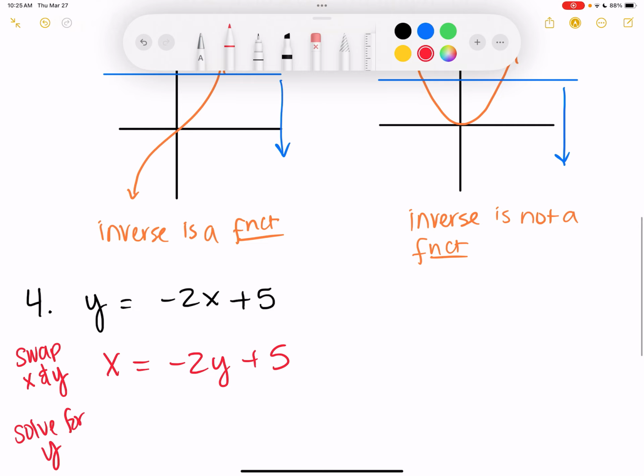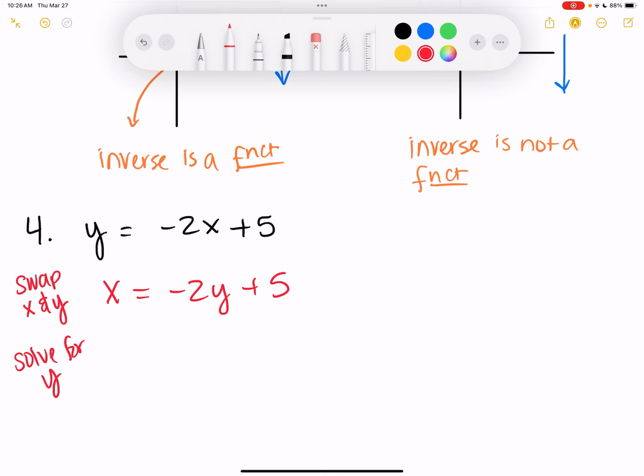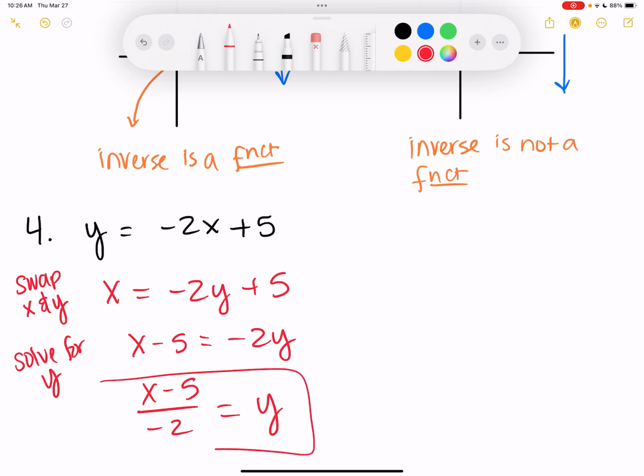So how do I get y by itself? Plus or minus 5. x minus 5 equals negative 2y. Then what? Divide by negative 2. So x minus 5 over negative 2 equals y. And that's your inverse.